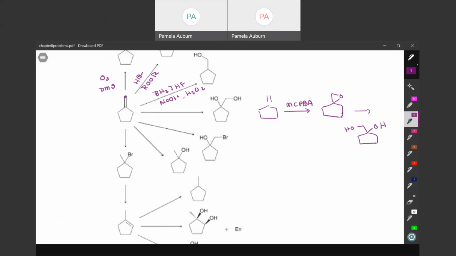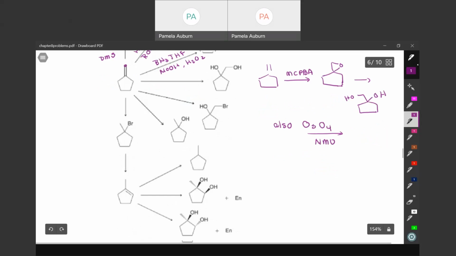The other way of doing that would be by osmium tetroxide. So I could also use osmium tetroxide, and then to make it catalytic, they use NMO. And the reason that people don't like that reaction is that osmium is very toxic.